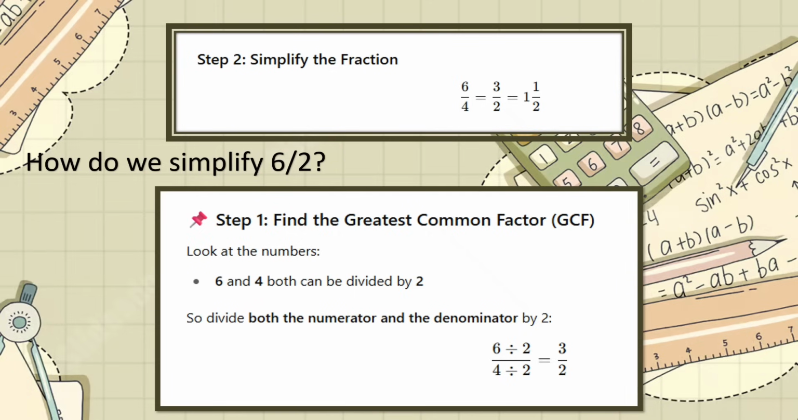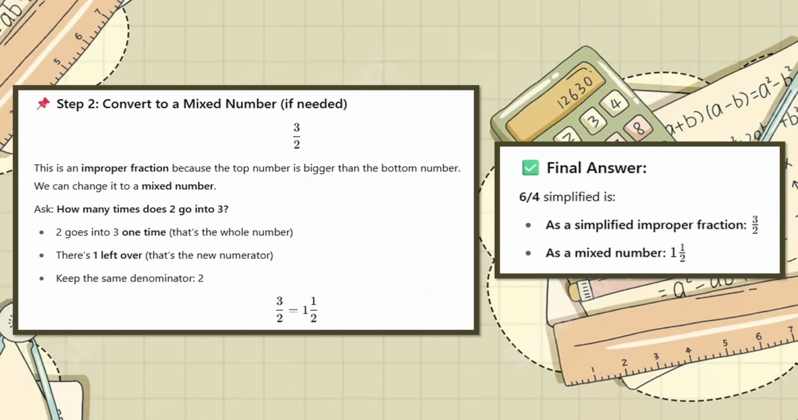So what we need to do is get the mixed number. Convert to a mixed number if needed. In this case, we need to convert it. This is an improper fraction because the top number is bigger than the bottom number, or the numerator is bigger than the denominator. So we can change it to a mixed number. How many times does 2 go into 3? 2 goes into 3 one time. That will be the whole number, and then the remainder 1 will be the new numerator, and keep the same denominator. So it will be 1 and 1/2.